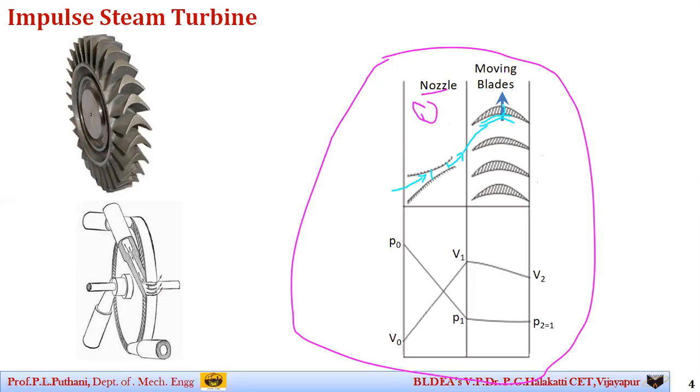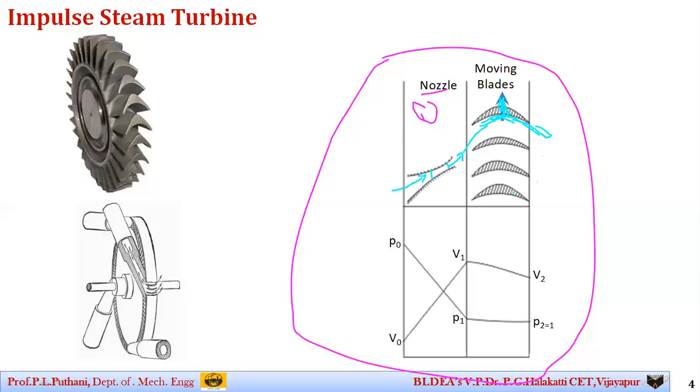Here an impulse force is generated at this end, which causes the blades to rotate in the upward direction. So after striking with the greater force, the steam moves away from these blades in this fashion.